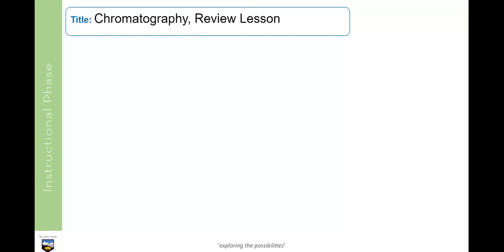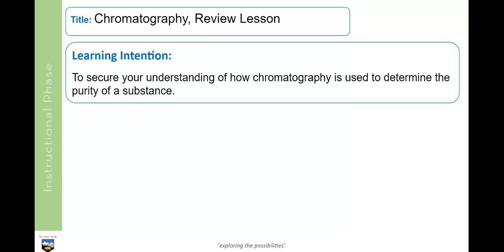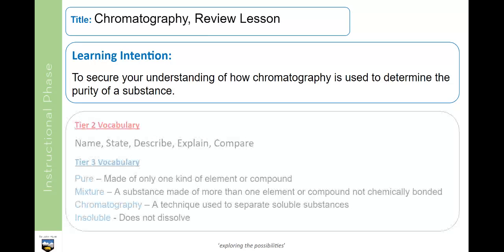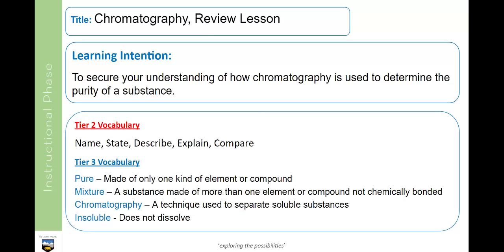So the title today, Chromatography Review Lesson. And we are going to secure our understanding of how chromatography is used to find out if a substance is pure. Keywords, the same as they were from last lesson.